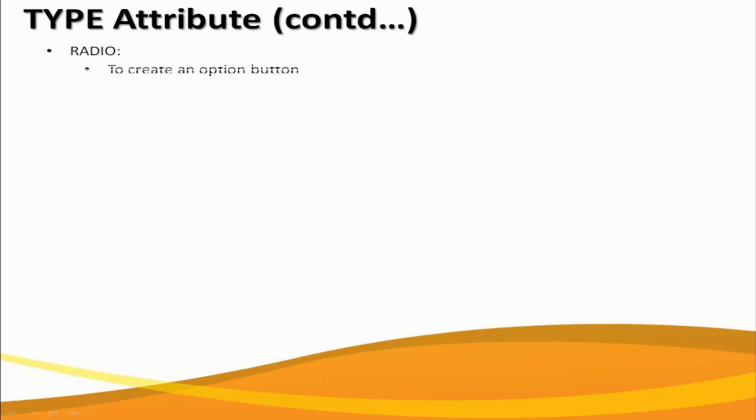Next one is value radio. This one is for creating option button. Suppose in a form you have to choose the gender. You will choose either male or female. So you can choose any one out of them. What syntax we have to use?